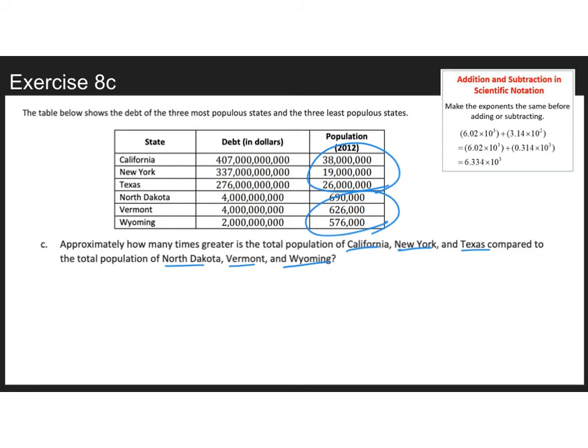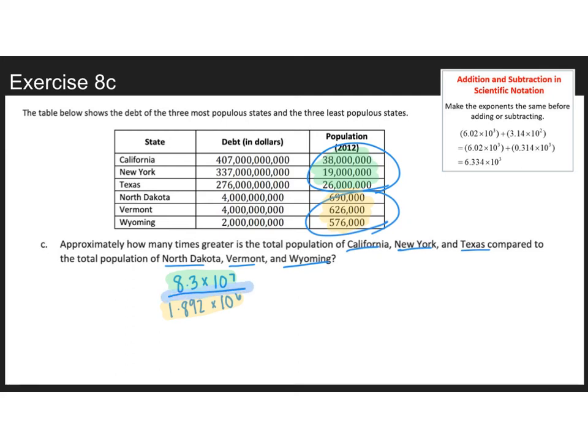All right, I've gone ahead and I've written our 2 answers right here below. So these 3 states, when we added them together, this is the number we got. And these 3 states, when we added these populations together, this is the number we got. And we're trying to figure out how many times greater is that green than the yellow. So we're going to divide. So I've already written my division symbol right here. We are dividing these 2.